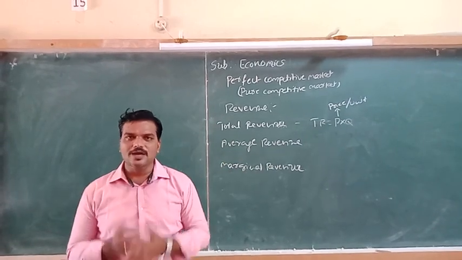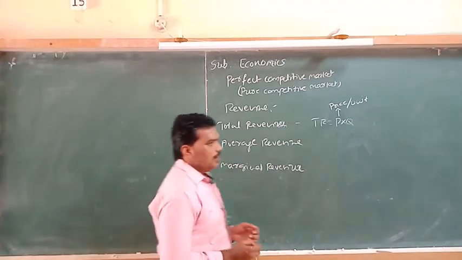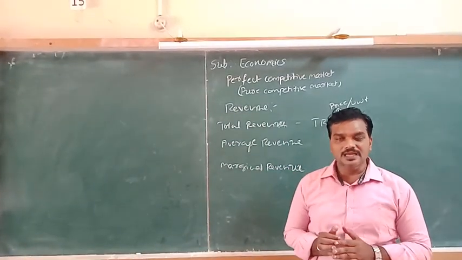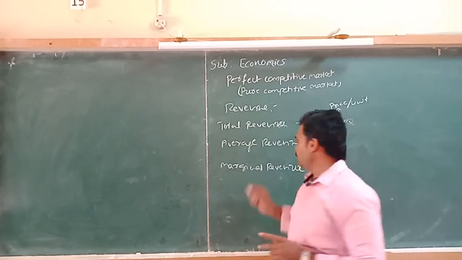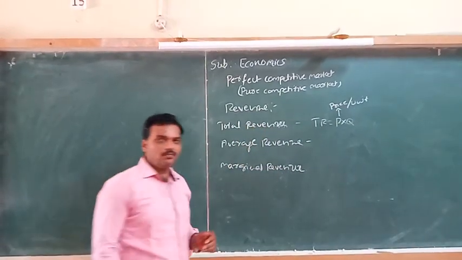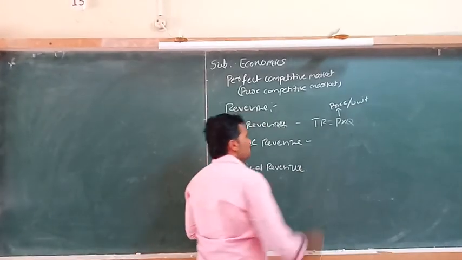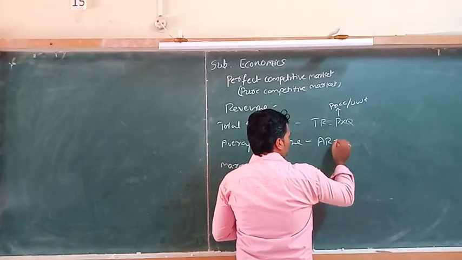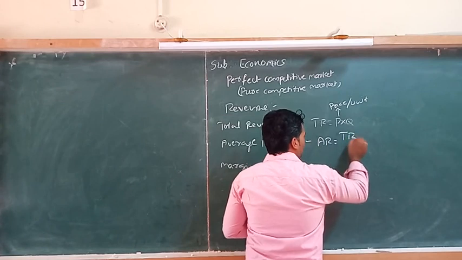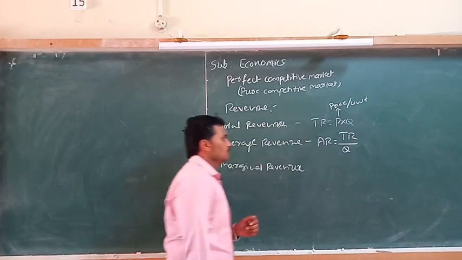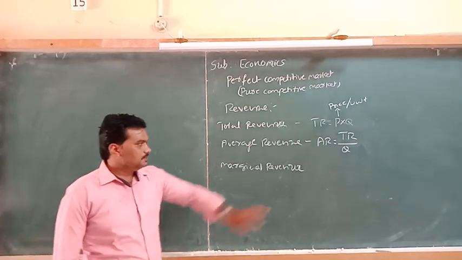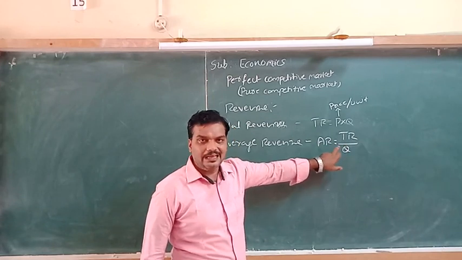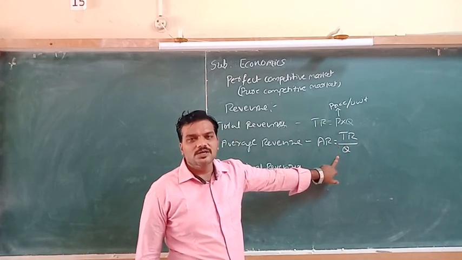Then average revenue. I told you that average means per unit. So average revenue means revenue or income per unit of commodity sold. Income received by a firm per unit of commodity sold. Then how do you calculate average revenue? The average revenue is calculated by using a formula, that is AR is equal to TR divided by Q. See, AR average revenue, TR total revenue, divided by Q. Q implies units of commodity sold.